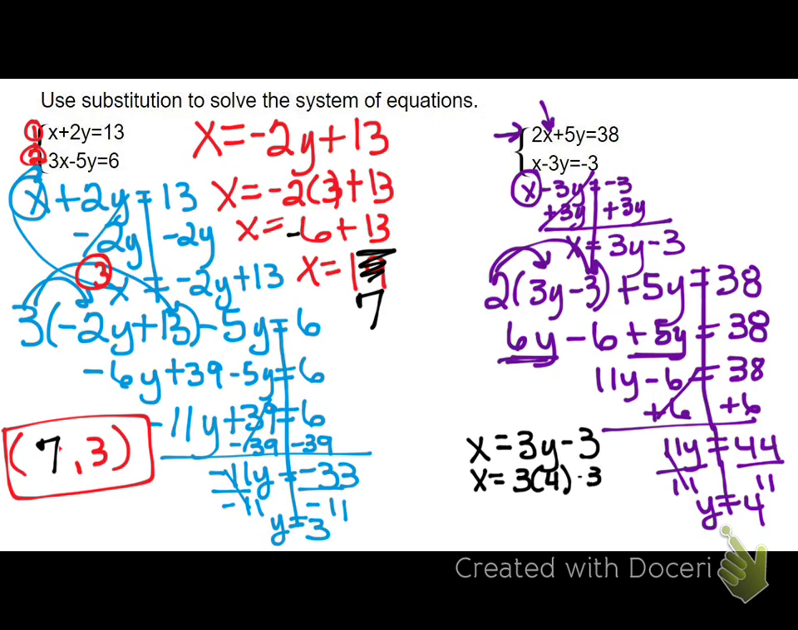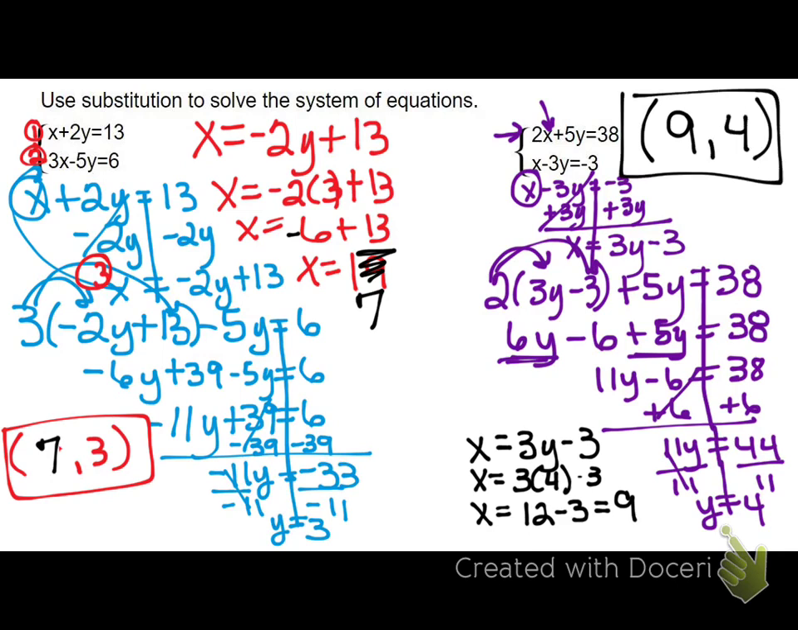Okay, 3 times 4. 12. 12 minus 3 is 9. So what's my solution? 9, 4. So my x value is 9. My y value is 4. Are we all in agreement? Sure. Don't sure me. Are you positive? Absolutely. Are we sure? Positive? No mistakes, no errors? Okay.